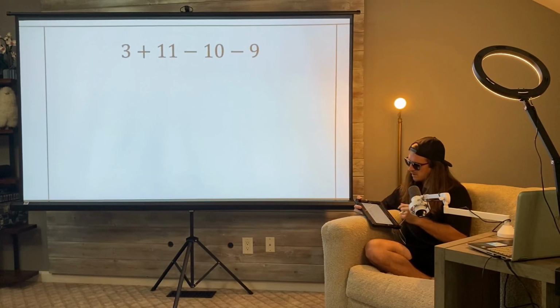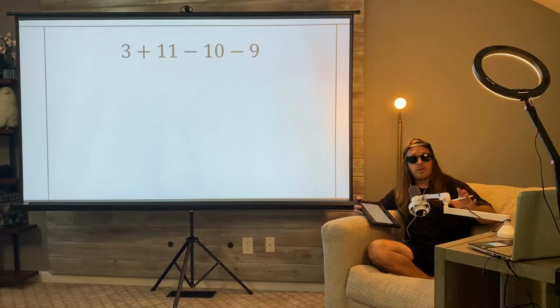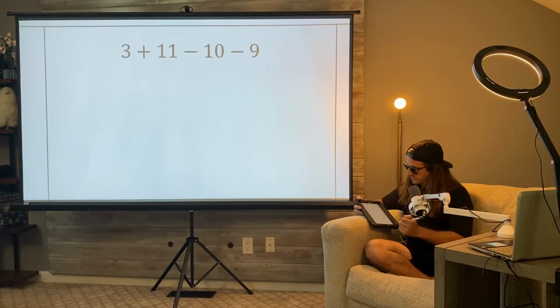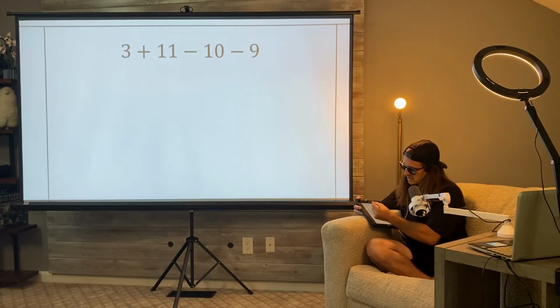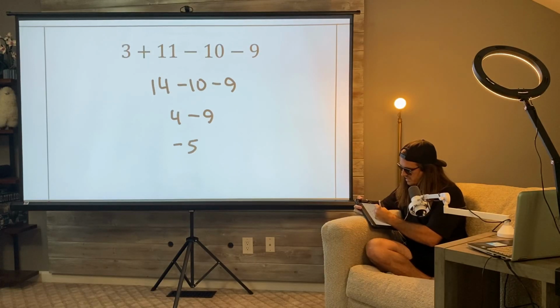Next one, left to right. All we have here is addition and subtraction, left to right. 3 plus 11 is 14. 14 minus 10 is 4, and 4 minus 9 is -5. That is the answer.